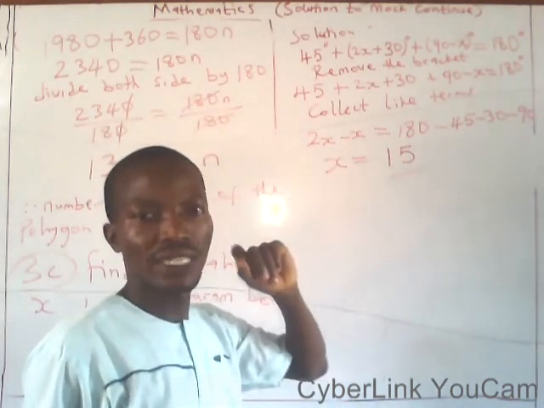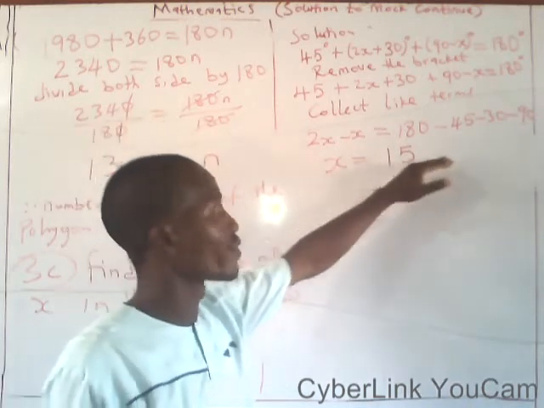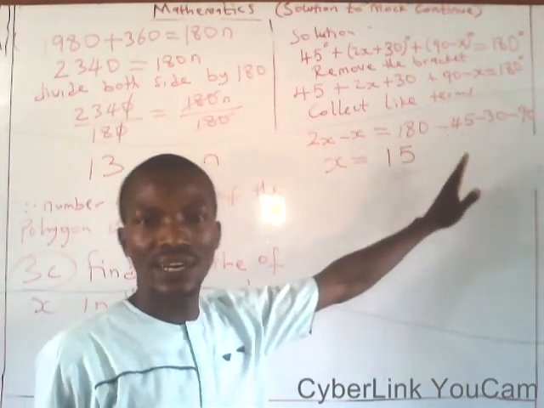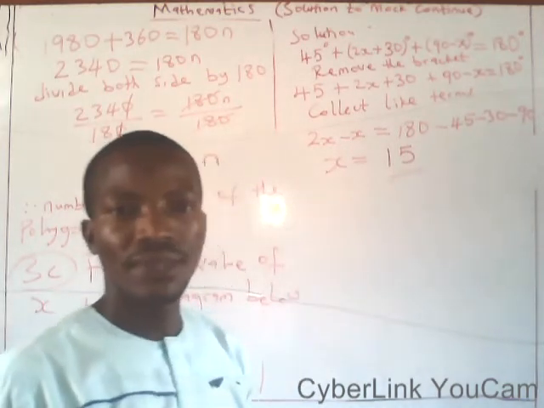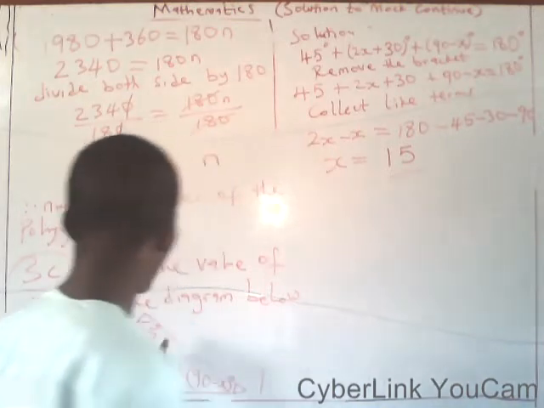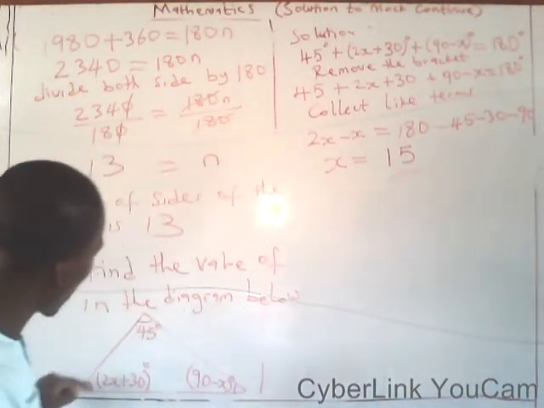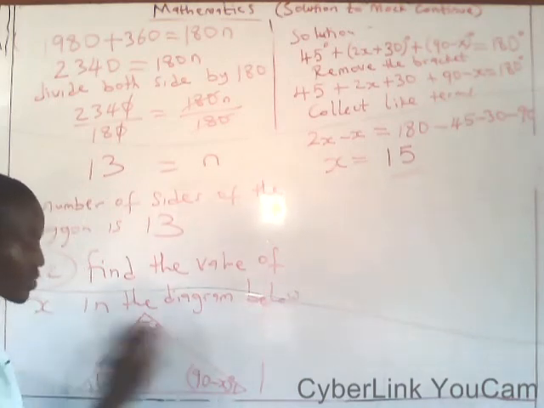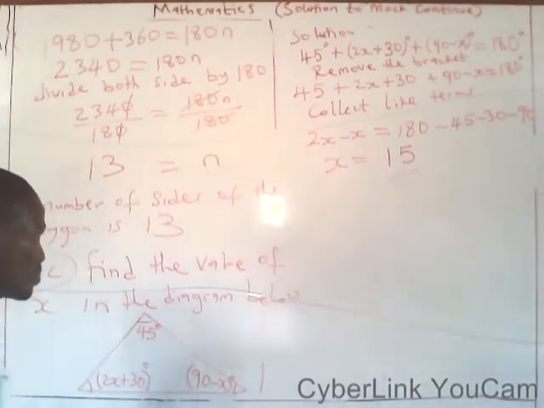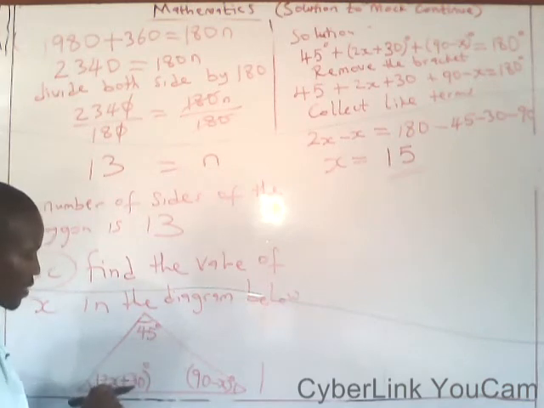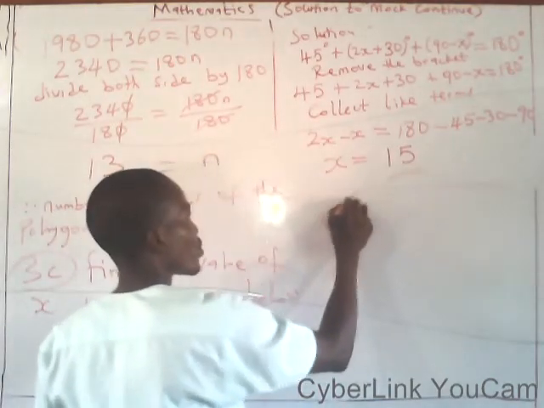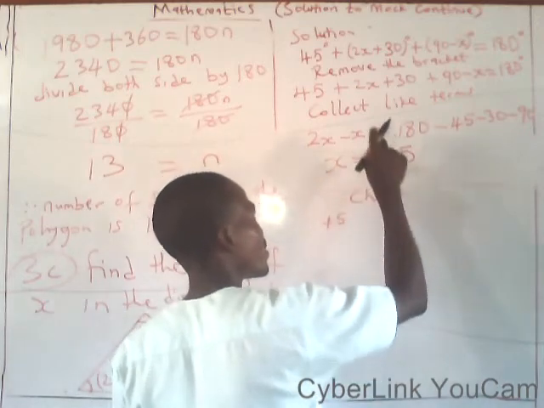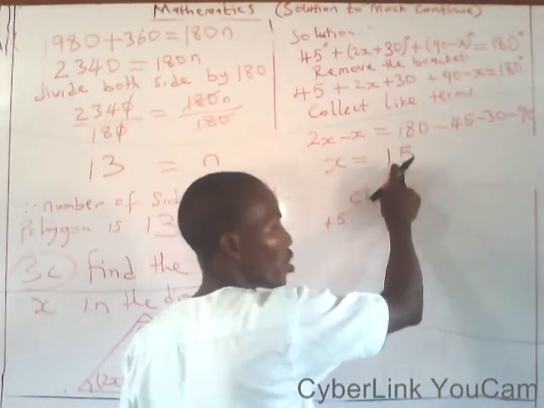How sure are we that this value of x, equal to 15, is the right answer that we're supposed to get? We can cross-check. How do we cross-check that? We already know that the addition of all the angles that we have here must equal what? 180 degrees. Now let us replace the value of x here with 15. This one is not part of it. I just want to check whether the value that we arrived at is right or wrong.